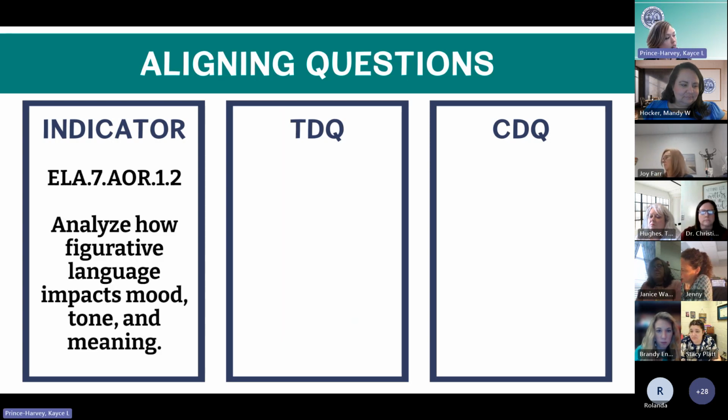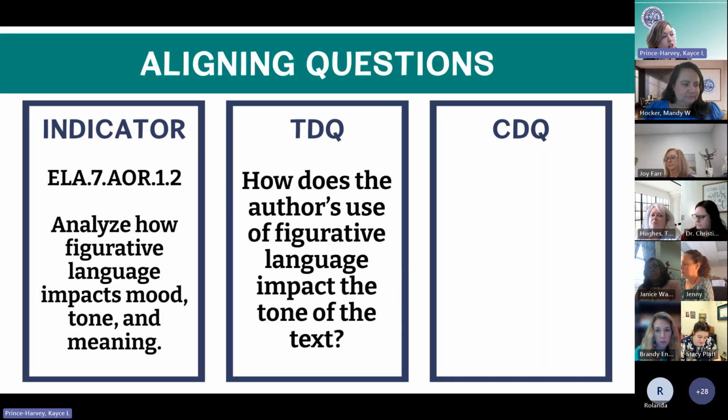Let's say that we're looking at 7th grade AOR 1.2, which is analyze how figurative language impacts mood, tone, and meaning. If I were to create a TDQ, which is a text-dependent question, from that indicator, it might look like, how does the author's use of figurative language impact the tone of the text? What words or phrases in that TDQ might be a little bit tricky for students? What here might be a little bit rigorous or might be some areas that are sticky points?